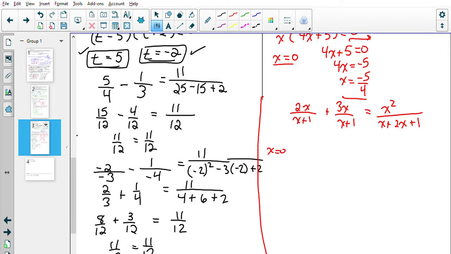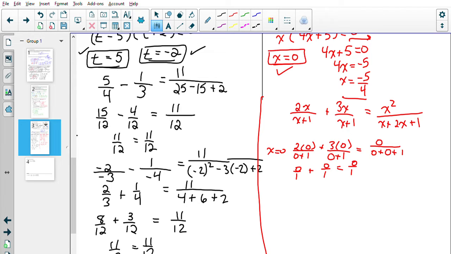Trying x equals 0, you're going to get 2 times 0 over 0 plus 1, 3 times 0 over 0 plus 1, equals 0 squared over 0 squared plus 0 plus 1. 0 over 1 plus 0 over 1 equals 0 over 1. Okay, that one works. This next one is going to be a kick in the head because you're going to plug in fractions. So just watch the fraction fun happen.